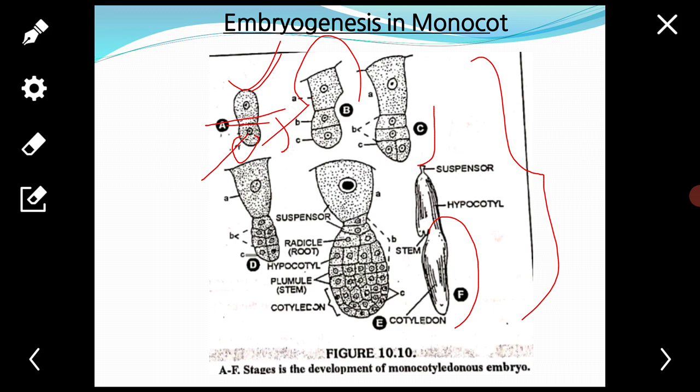The middle cell divides by a number of transverse and vertical divisions to form several superimposed tiers of cells.